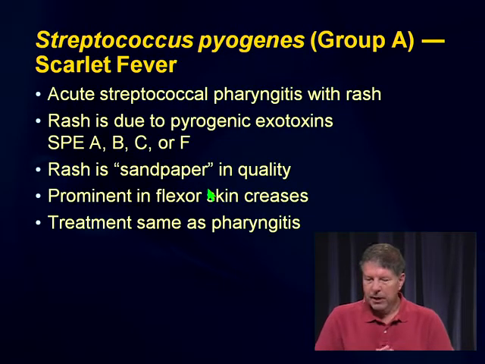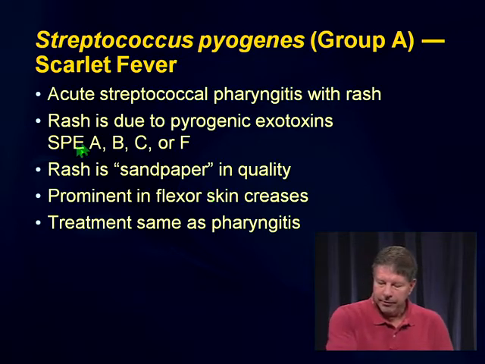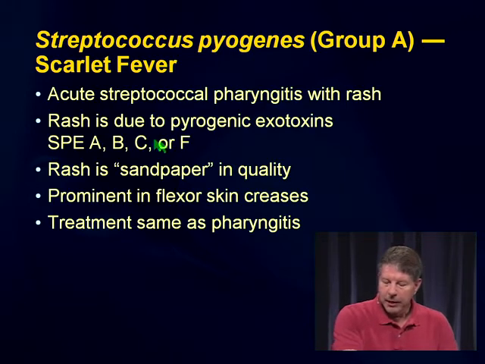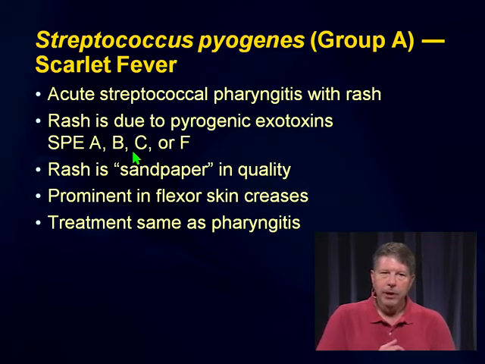Okay. Scarlet fever, remember, all scarlet fever is strep pharyngitis with a rash. So they have strep pharyngitis, and then they've made an exotoxin. The strep is making an exotoxin, and it's SPE A, B, C, or F. I wouldn't worry about these things, but it causes the rash. It's just a special kind of strep that causes the rash.